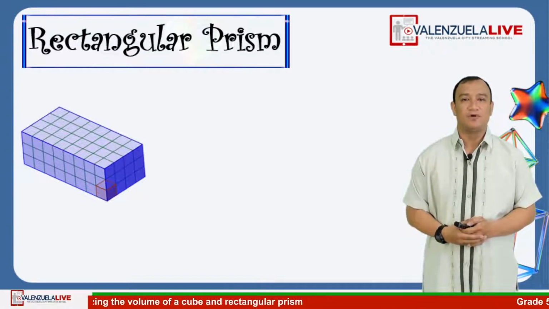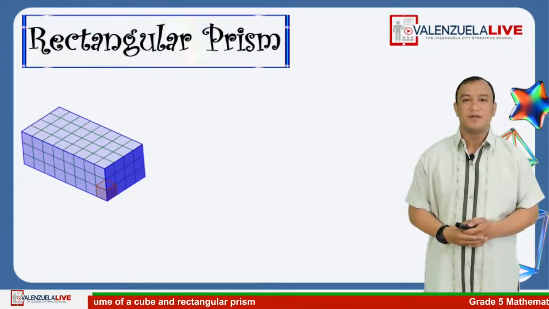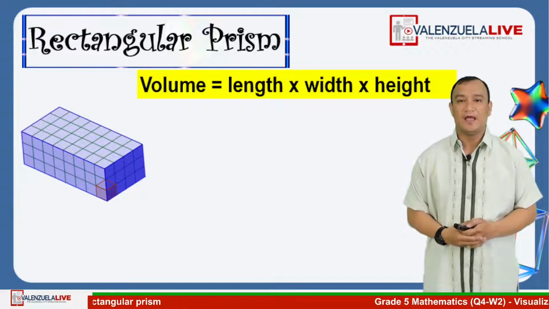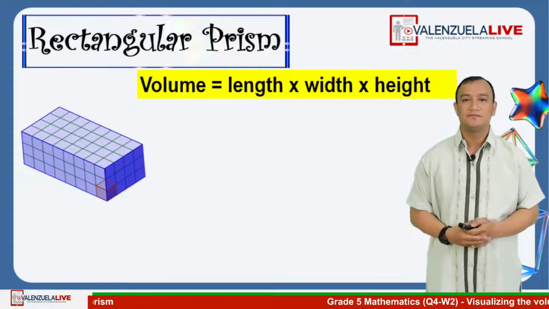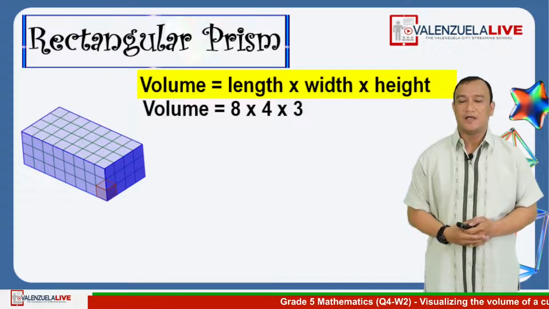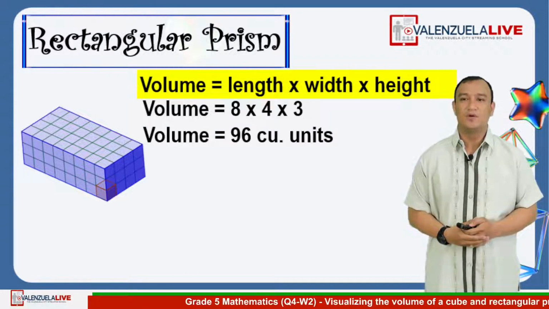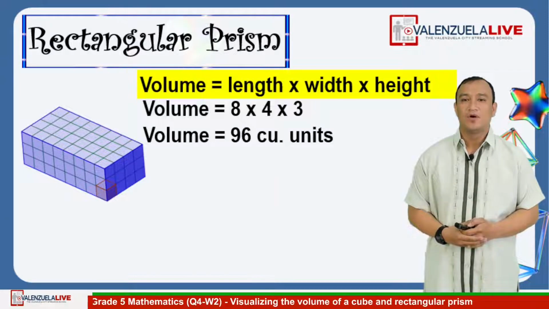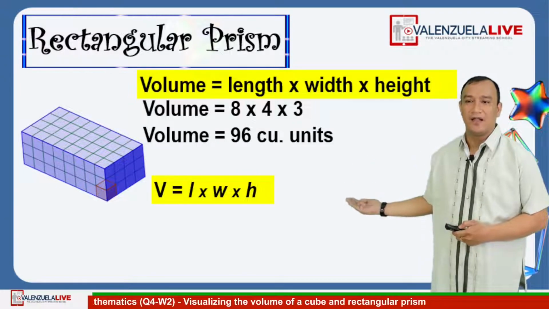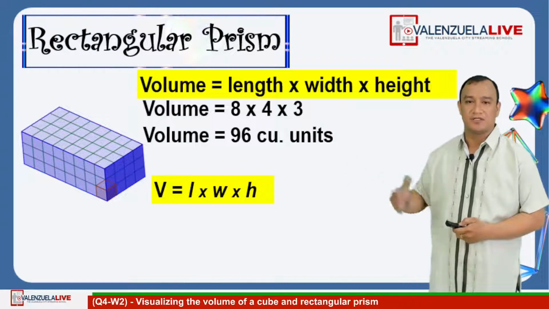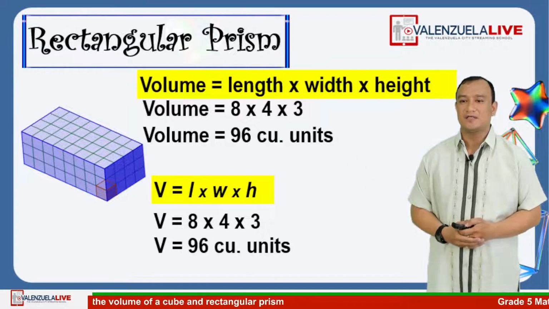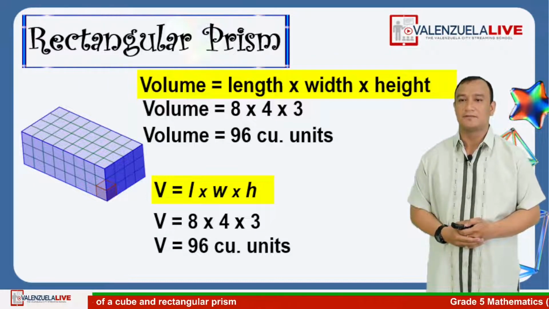Another way to find the volume of a rectangular prism is by multiplying the length, the width, and the height, which is 8 times 4 times 3, and it equals 96 cubic units. Or by using the formula L times W times H, which will give the same answer of 96 cubic units.